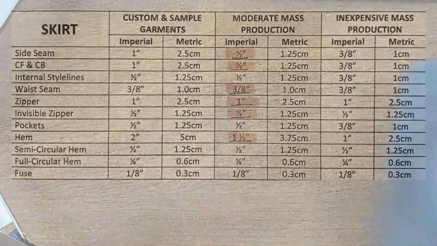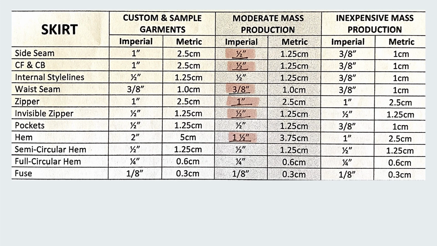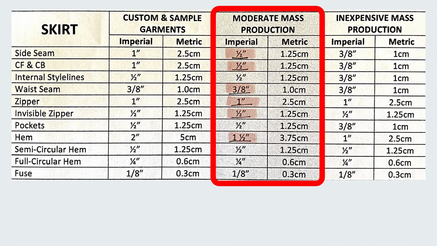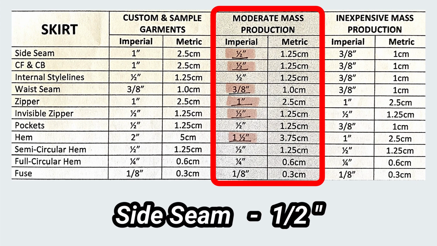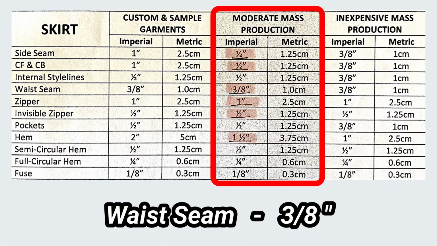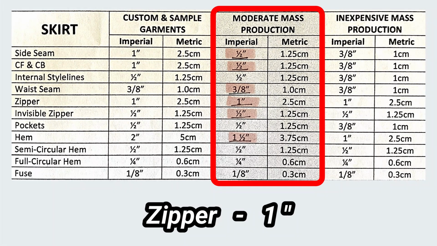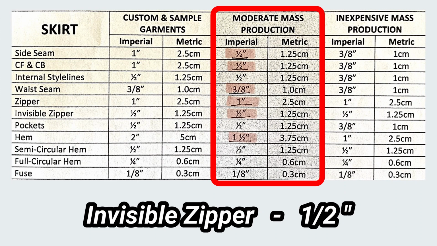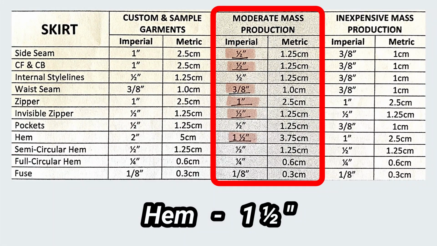So let's take a look at the table. In our classes, I will refer to the mass production measurements. Usually for side seam, it is 1/2 inch. For center back and center front, it's 1/2 inch. For waist seam, it will be 3/8. For zipper, it's 1 inch. That's for a normal zipper. For an invisible zipper, it's 1/2 inch. And for hem, it's 1.5 inches.